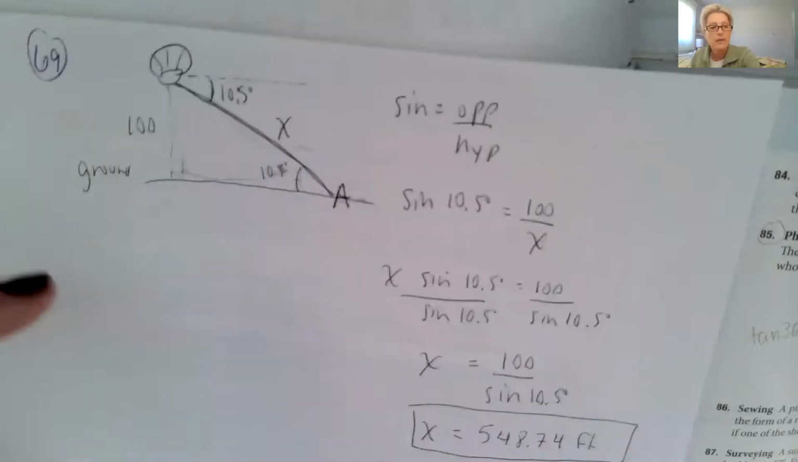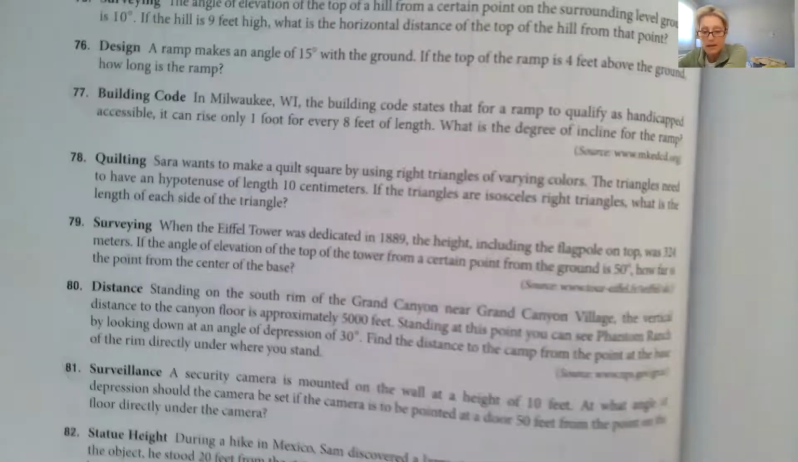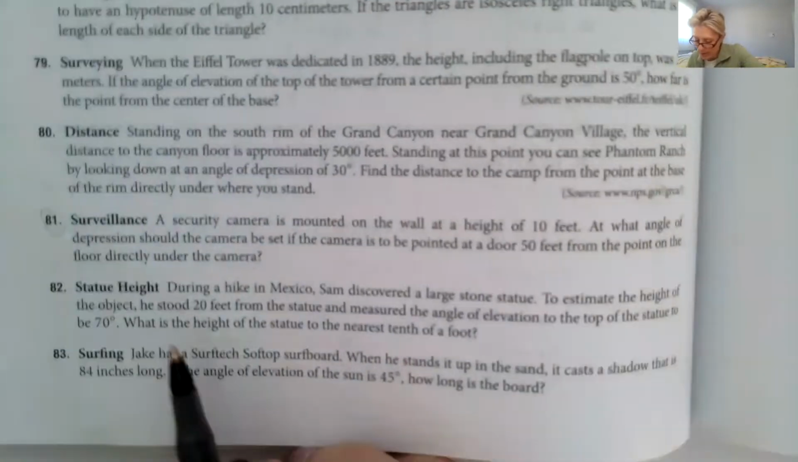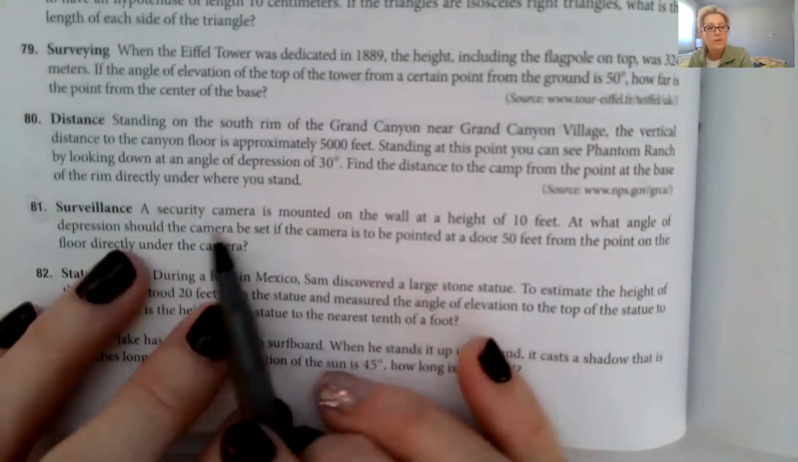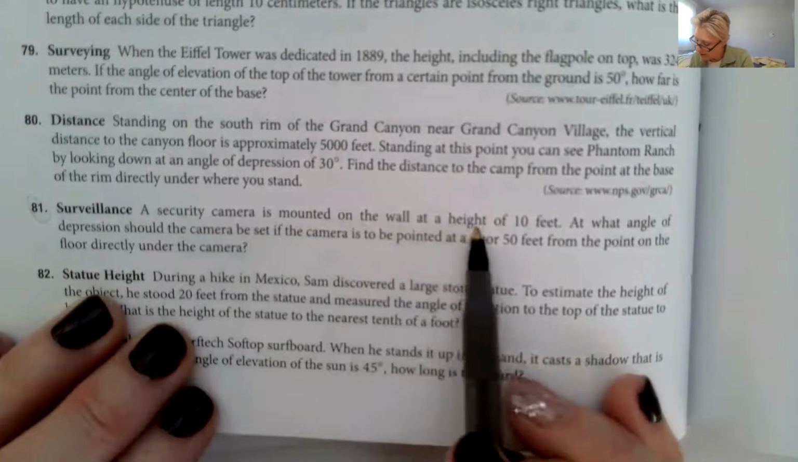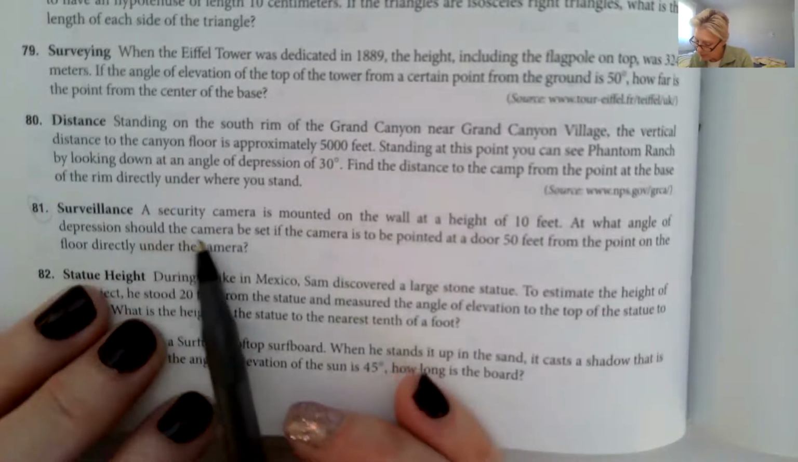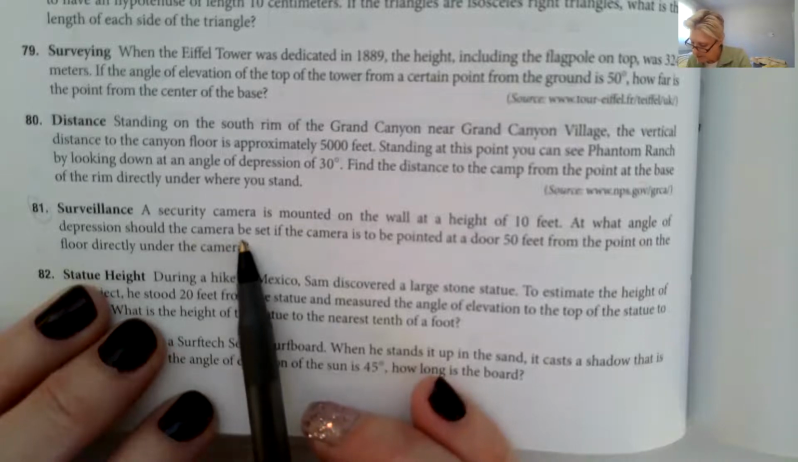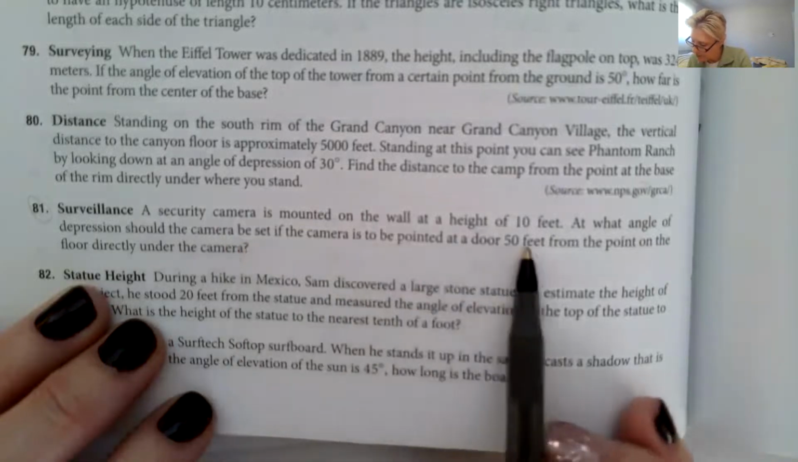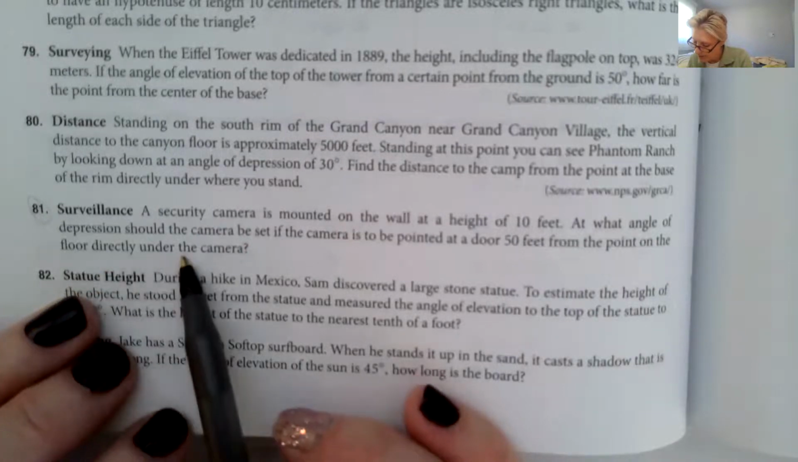The last problem I had for this lesson is 81, which is all. So 81 says, a security camera is mounted on the wall at a height of 10 feet. At what angle of depression should the camera be set if the camera is to be pointed at the door 50 feet from the point on the floor directly under the camera?